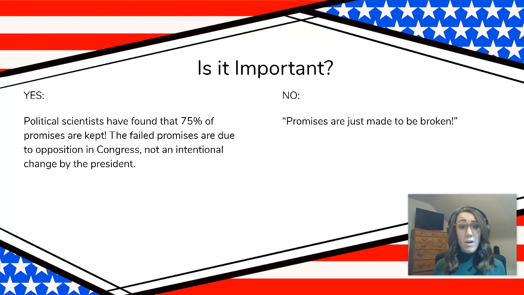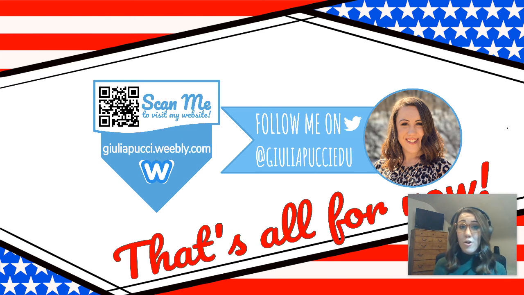Here are 2 perspectives. Most people think, no, it's just a speech. Promises are just made to be broken. Have you ever heard that phrase before? Well, here are the facts. Political scientists have actually found that 75% of promises made by presidents are kept. And the failed promises are usually just because Congress doesn't agree with the president and won't write those bills in the first place. So it's usually not an intentional mishap or change in mind by the president. It's usually just because the president and the Congress are from 2 different parties, so they clash. I think that was very fascinating. I didn't know that before this. So, I'm curious, were your predictions correct?